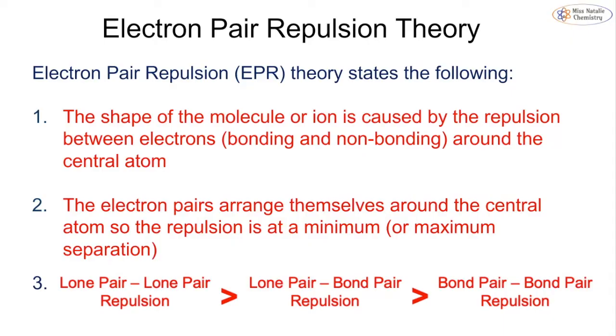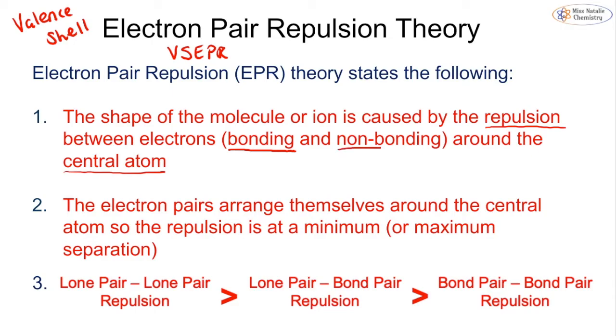So electron-pair repulsion theory, or EPR, or sometimes even known as VSEPR, because we add in valence shell, because we're only talking about the outer electrons, so valence shell electron-pair repulsion theory, states three simple rules. The first is that the shape of the molecule or ion is caused by the repulsion of electrons around the central atom. And we're talking about two different types. We're talking about bonding electrons, so those that are being shared, and non-bonding electrons, otherwise known as lone pairs.